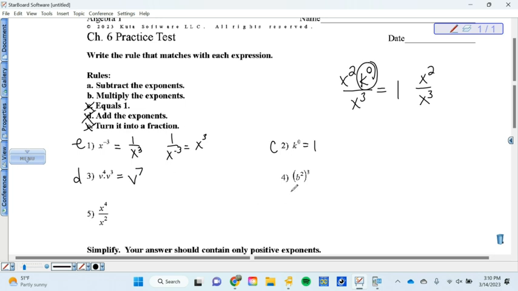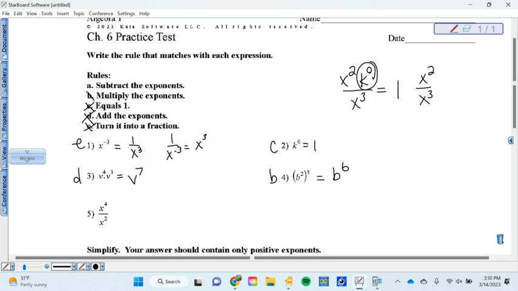Add the exponents. Okay, so number 4, we just have a and b left. Which one is it? Yeah, b. When I raise a power to a power, I multiply my exponents. B to the 6th, right? 2 times 3 is 6.